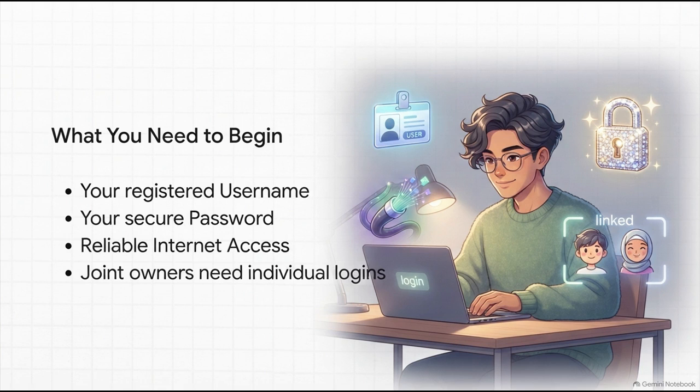If you try to use your partner's credentials, or say you previously used the Ally Auto app and are trying to set up a new profile with the same social security number, the system is going to block you. Every single owner needs their own distinct digital key to unlock the vault.